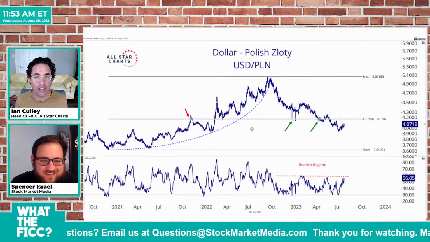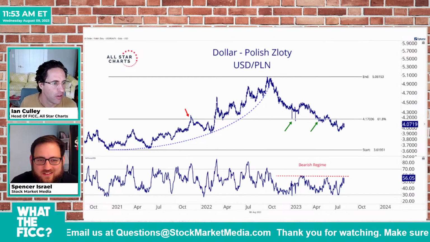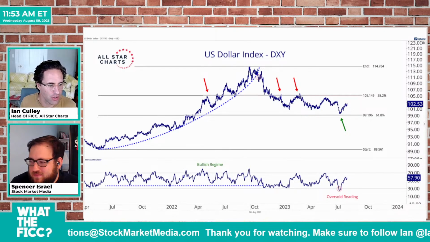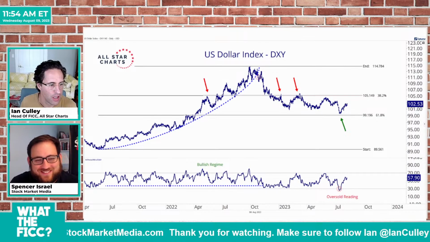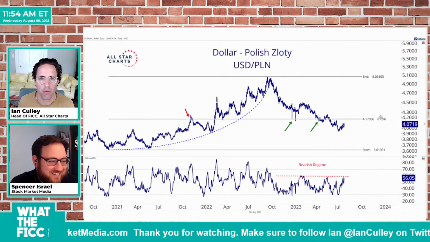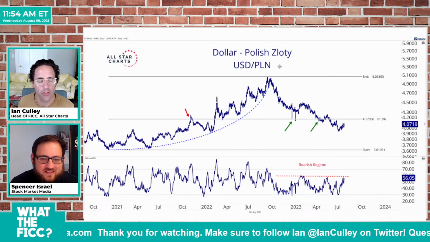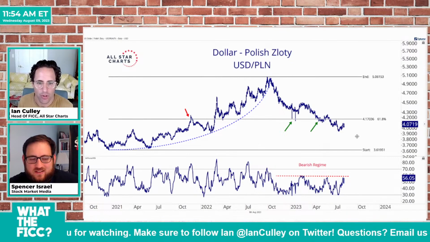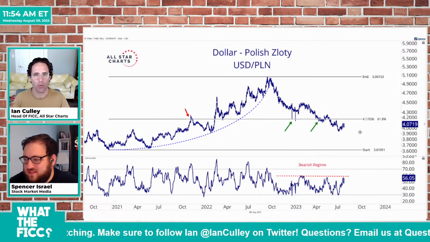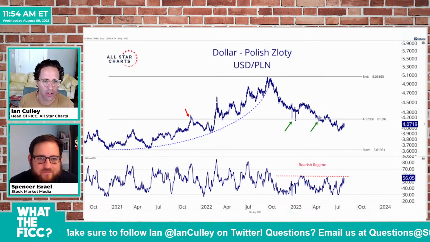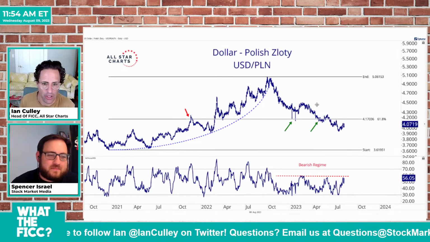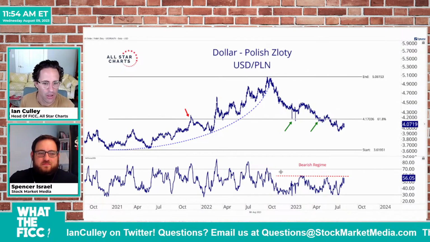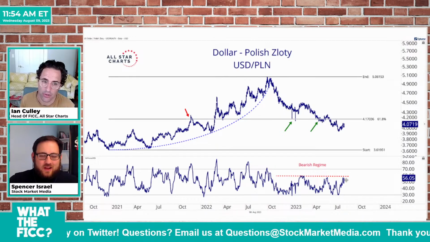This is interesting. It looks a lot like the U.S. dollar index. But what's interesting is the zloty is below that 61.8% retracement level from the move off of the 2021 lows. The dollar index has not resolved below that level. That's at the 99/100 level in the dollar index. So the dollar is struggling against this European emerging market currency that's still in a bearish regime. So bears are in control here.